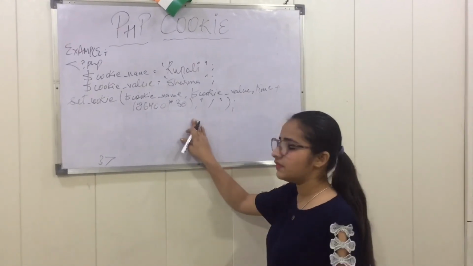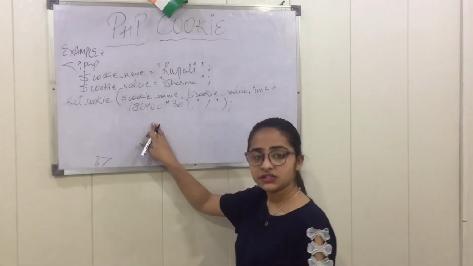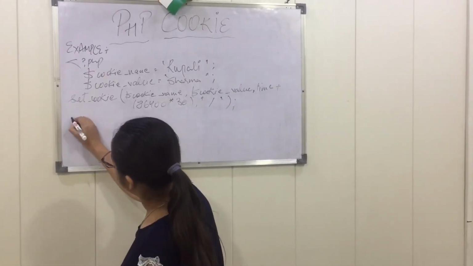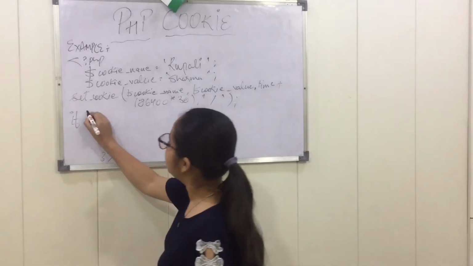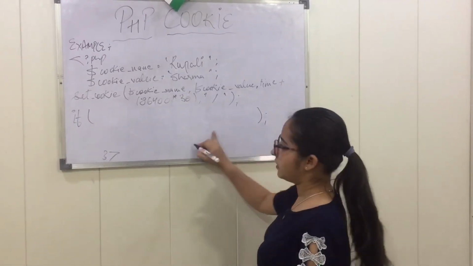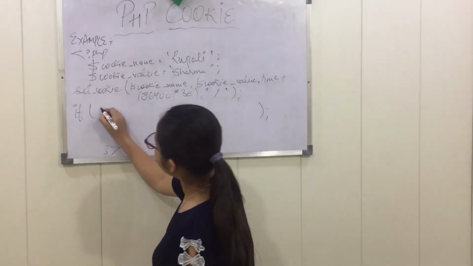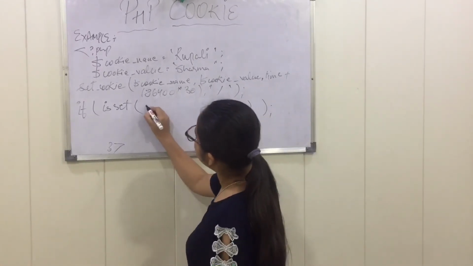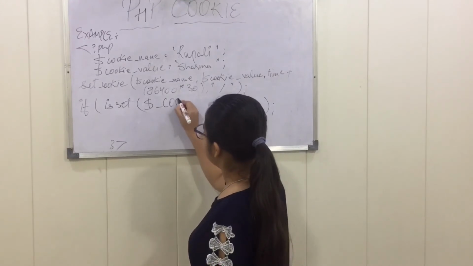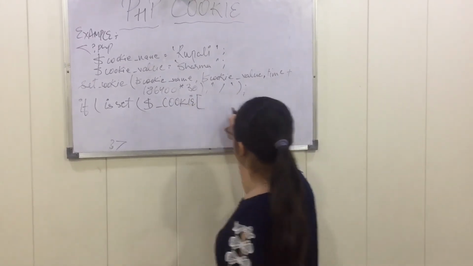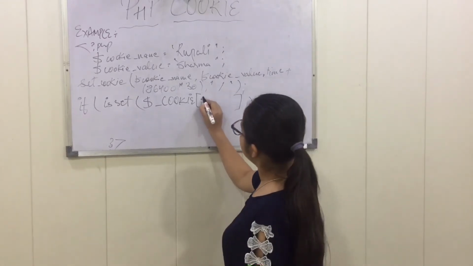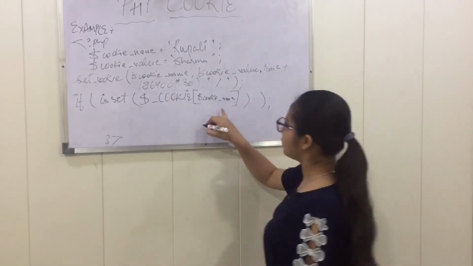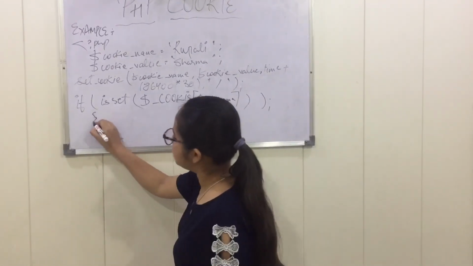Now to check if the cookie has been set or not, we will use the conditional statement. We will use the if statement to check the cookie. In between this we will pass a function and then semicolon. After that we will write isset, after that brackets, in between this we are asking if our dollar cookie name is being set, then curly braces start and close.